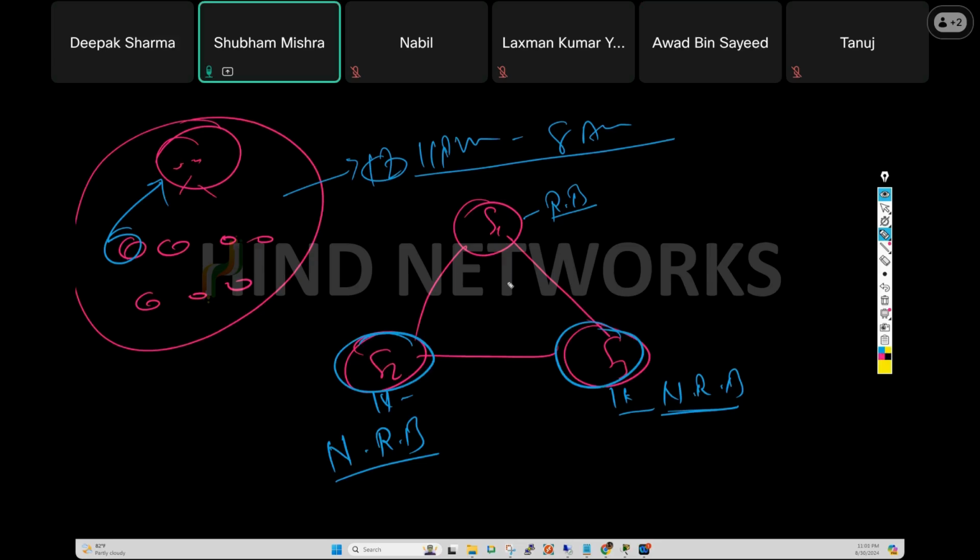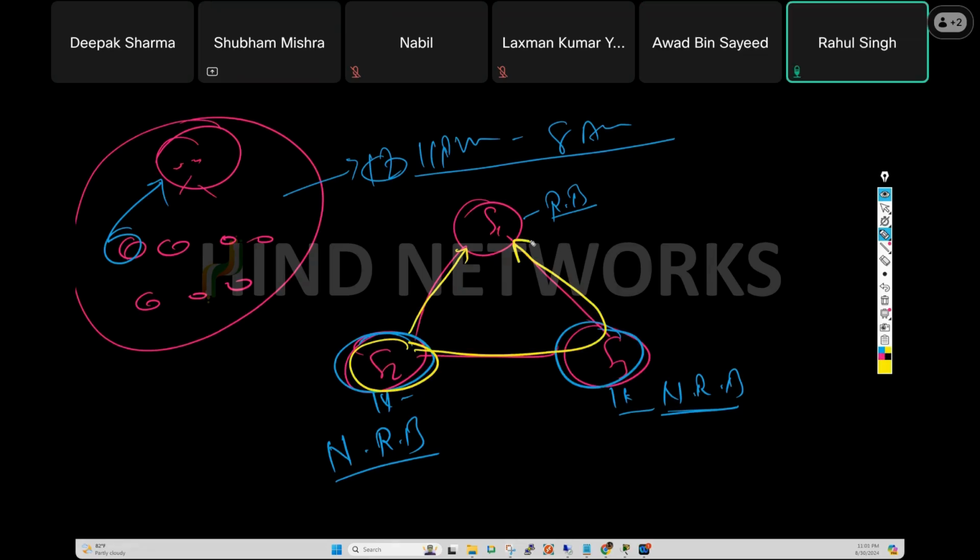With the shortest path. For example, this is the non-root bridge. So this non-root bridge can reach the root bridge. There are how many paths? Two paths. Either they can reach like this, or he can reach like this. Similarly, this one can reach either like this or like this. Yes or no, everyone?